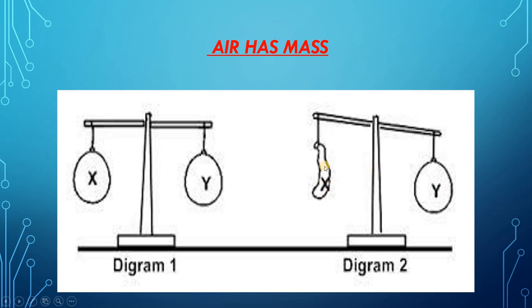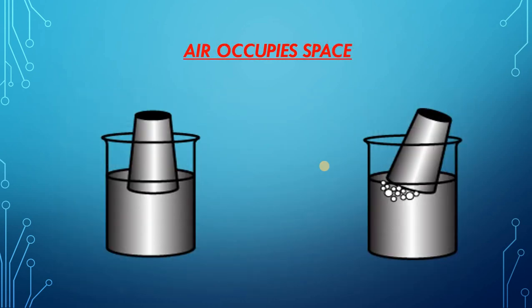Okay, so this experiment proves that air has mass. Next is air occupies space. Now, air occupies space. For this, you take an empty glass bottle and hold it in an inverted position, or simply you can take a glass and hold it in the inverted position with its open mouth facing downwards.